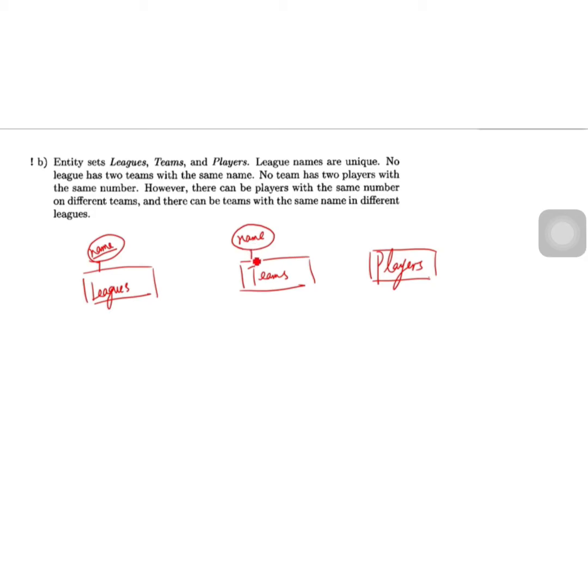Name is an attribute of team, and there is a relationship between league and team, it has. Okay, and we know there can be teams with the same name in different leagues, so name is not the primary key of teams. Team name and league name together identify teams. So teams is a weak entity set. It will use the primary key of league as a part of its primary key. So the primary key is team name and league name.